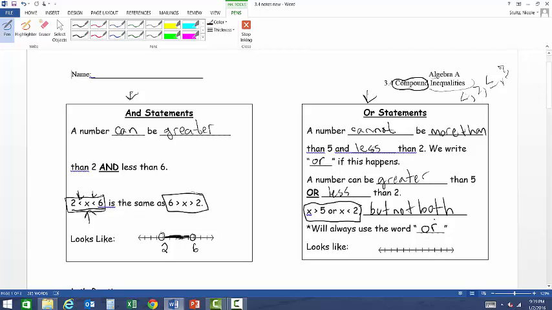Graphing these is very easy. It's like graphing two separate problems on the same number line. So we're going to graph x is greater than 5. So just put a 5 on your number line. We use an open circle. It's going to point to the right. Now we have to graph x is less than 2. So we put 2 on our number line, open circle, and it goes to the left.